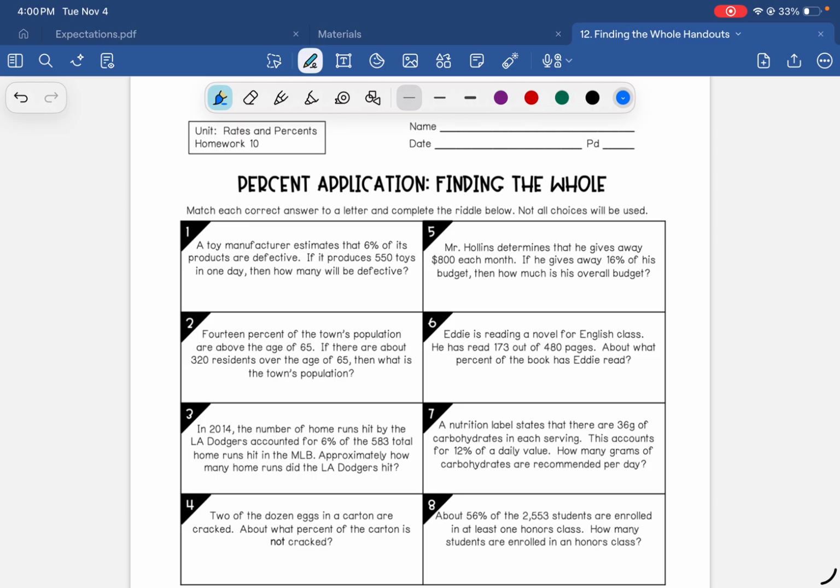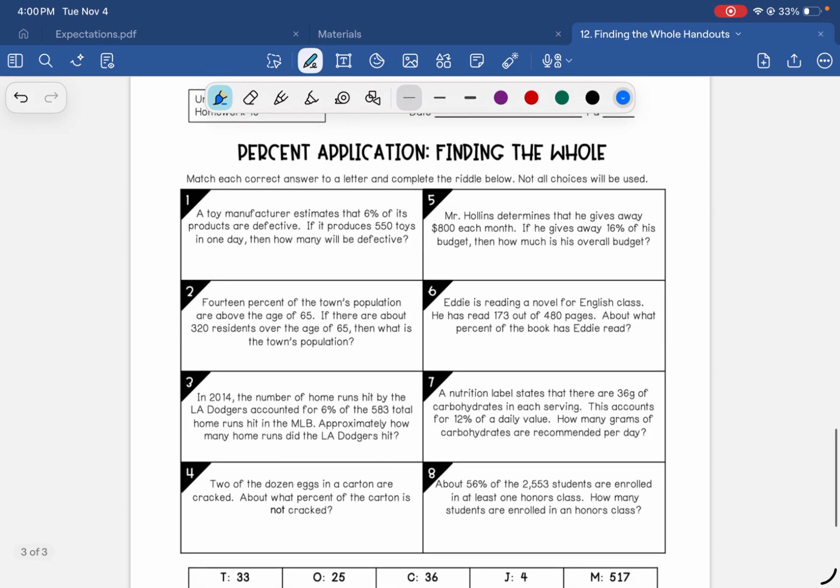Let me just see if there's anything else I need to address on the homework. Oh, yes. So for the homework, one thing is, I know it says percent application finding the whole. Not all of these are going to be the whole number. Some of them are asking for the percent, or some of them are actually asking for the part. So since this is the last day, they want to put all of them together to see if you can figure out what the problem is asking for. So please do not assume that all 8 of these questions are asking for the whole, even though the lesson is called finding the whole. So please make sure you're reading the question properly. All right. Thanks, guys.